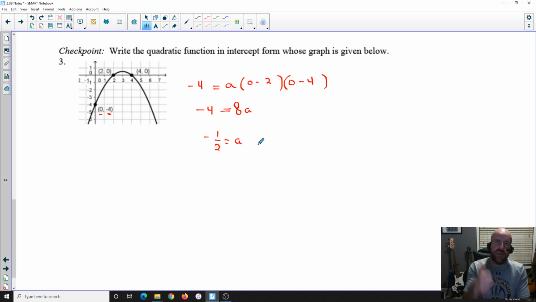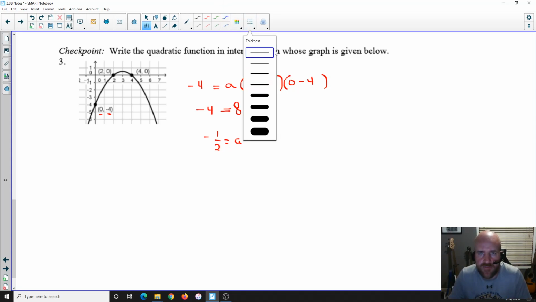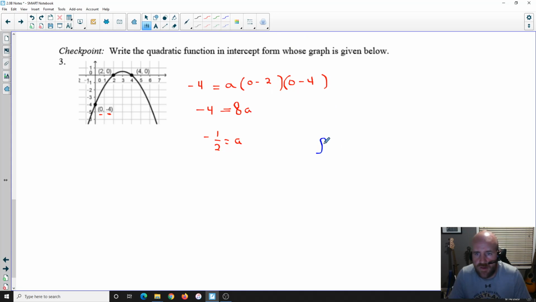Now we can plug our a value back in and our intercepts and get a final answer. So f of x equals -1/2 times x minus 2 times x minus 4.